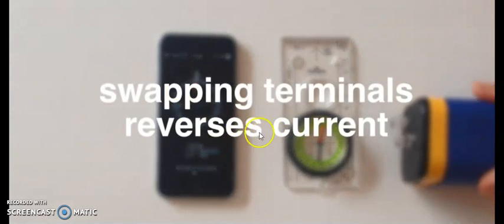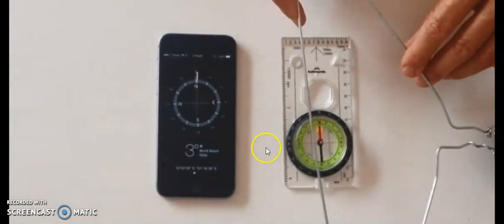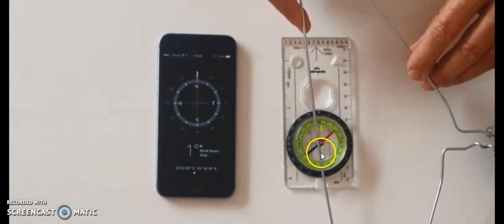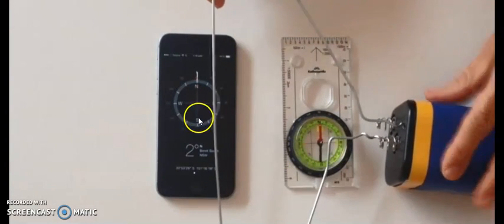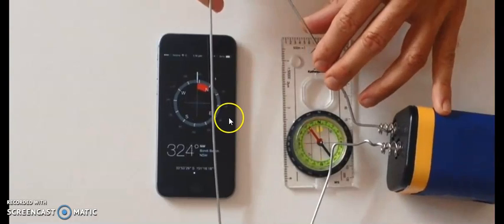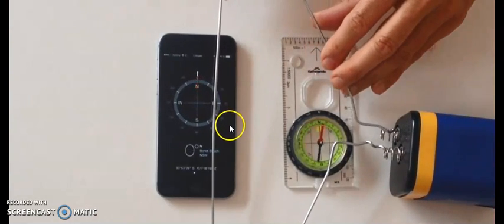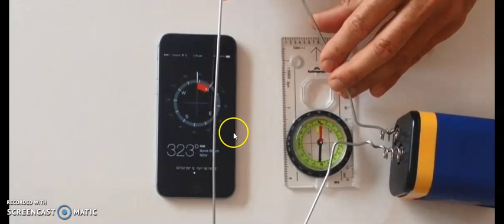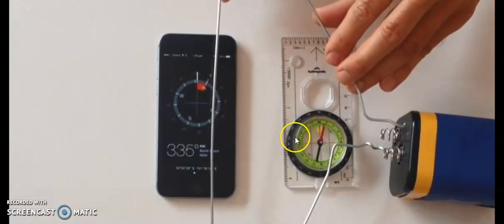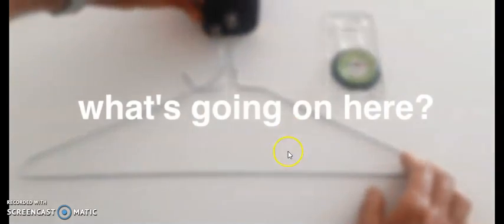So now they are swapping the terminals in the reverse order. So the current is flowing in the reverse order. So deflection is towards the right, that is northeast. That was northwest, right? There's a deflection in both the compasses. When the current was changed, the deflection changed. Again, what is going on?